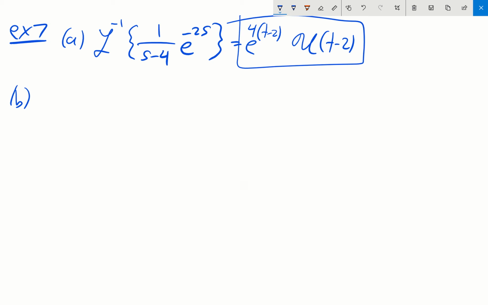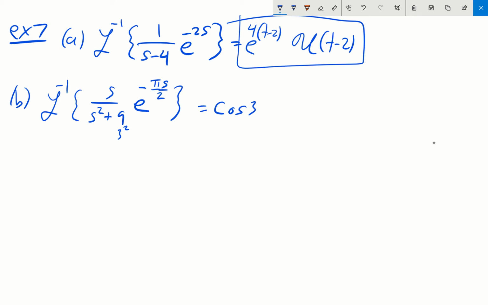Let's take a look at the inverse Laplace transform of s divided by s squared plus 9 times e to the negative pi s over 2. So once again, we see that we're going to have another inverse here. If we look at the form of this thing, this is 9, which is 3 squared. Typically, this would be the cosine of 3t, usually. But we have this e to the negative pi over 2 s.